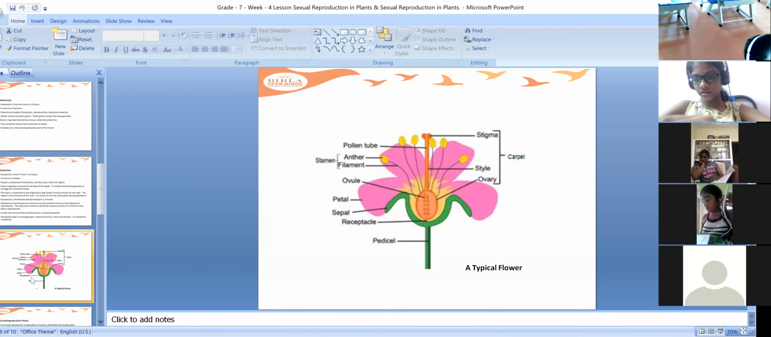Pollen grains which are there, anther, filament. So these anther and filament, they are present on the stamen. They come under stamen. So these are the male reproductive parts.